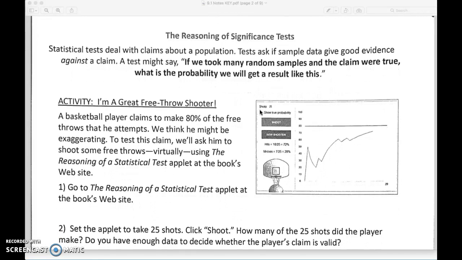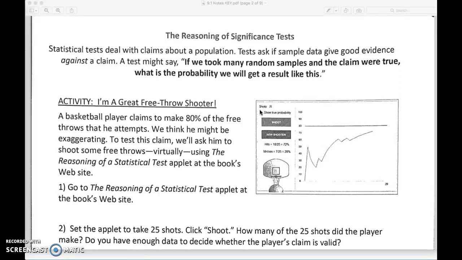So when we think about what a test does, it asks if sample data gives good evidence against a claim. A test might say, if we took many random samples and the claim were true, what's the probability that we would get a result like this? Okay. And so the first thing we're going to look at is just an activity.